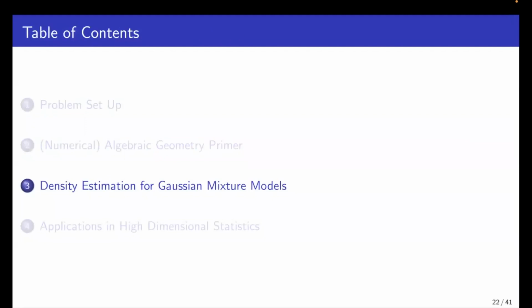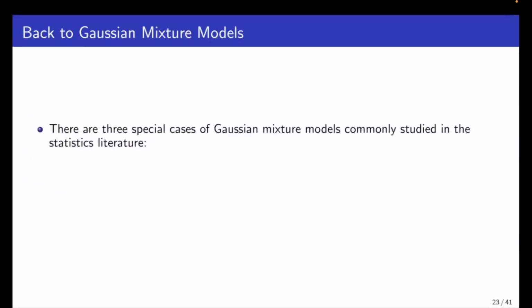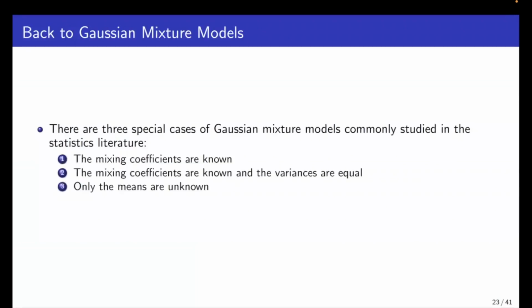Now, once you start going through the statistics literature, what you'll see is that oftentimes this general case isn't considered. Some of these smaller cases are still difficult enough and not well understood enough that they're often studied instead. So there are 3 special classes of these Gaussian mixture models that are commonly studied in the statistics literature. The first is where we assume the mixing coefficients are known parameters. The second is where the mixing coefficients are known and the variances are equal. And the final one is where only the means are unknown. So in each case, we assume that we know more and more about our underlying density.